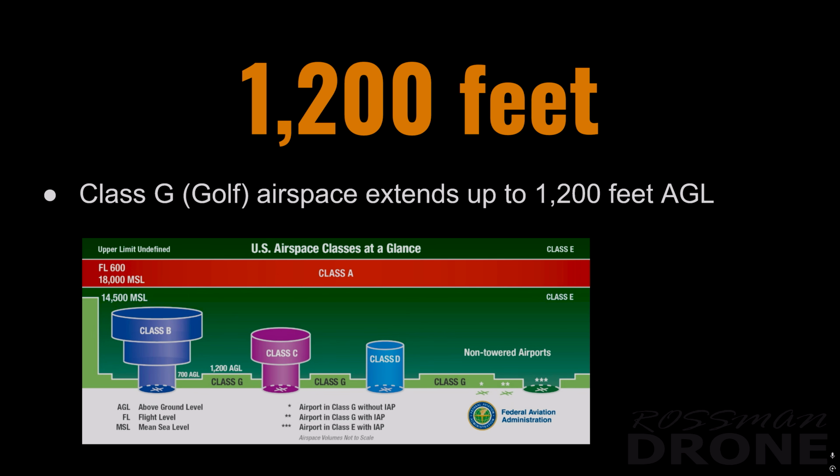Next up, 1,200 feet. I've got a couple airspace specific questions that we'll be getting into here. But first up is Class G or Golf airspace, which extends from the ground or the surface up to 1,200 feet AGL. And you can kind of see on the diagram here, all Class G airspace is this lighter green color extending from the surface up to 1,200 feet AGL.